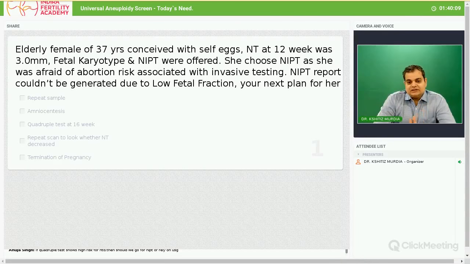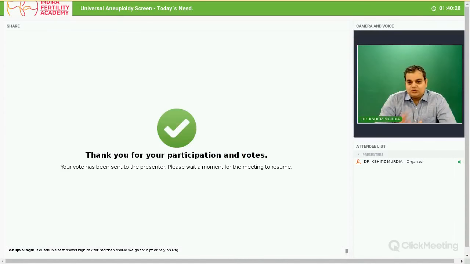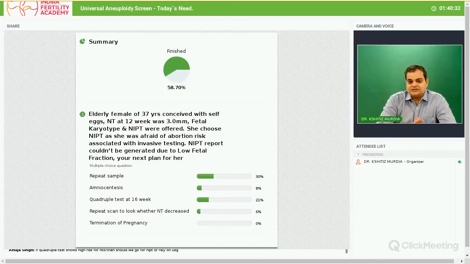Since the NIPT has been done and the fetal fraction is low, that's why the report will not be generated. Since it's only the first time the report is not generated, better to go again with a repeat sample. The NIPT companies don't charge the patient if such a situation arises, for the next NIPT.